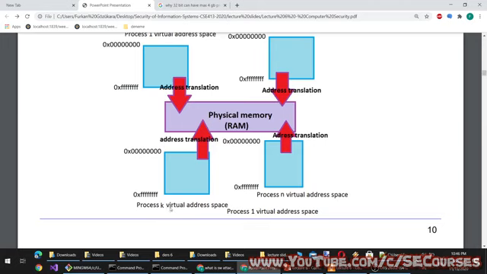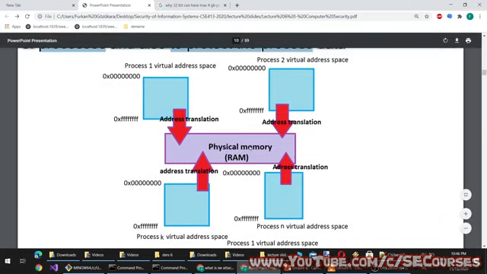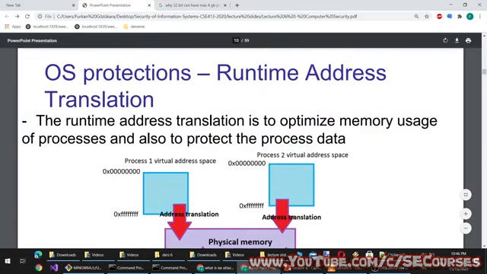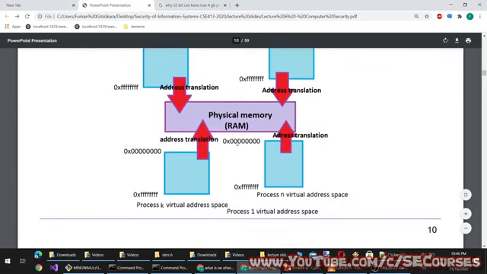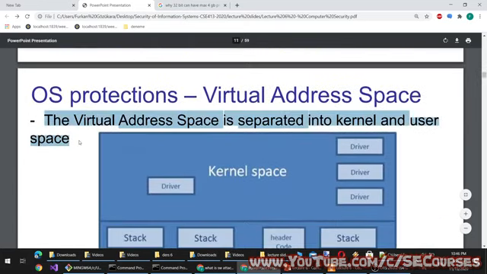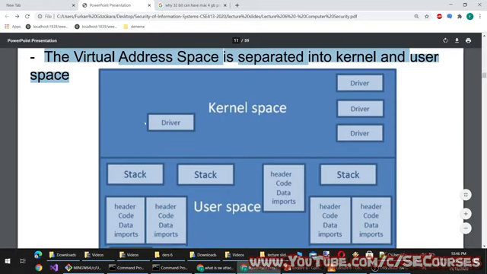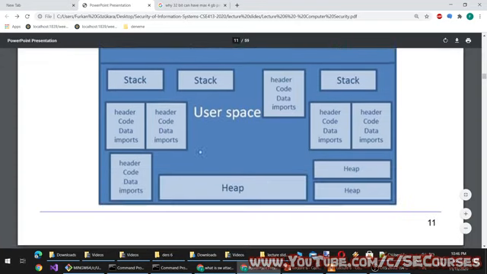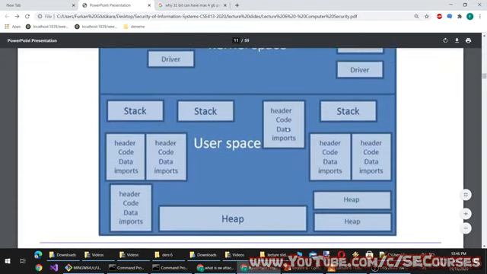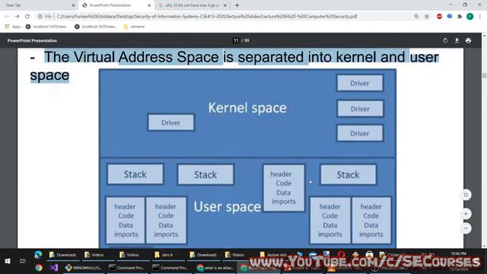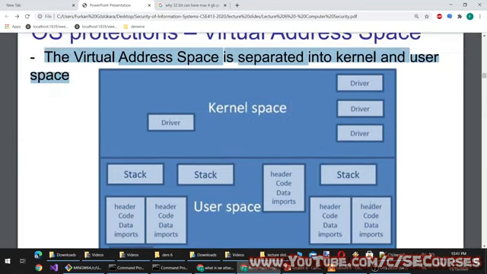And there is process N virtual address space, and such. And this is done by the address translation, by the runtime address translation. The virtual address space is separated into kernel and user space. There is kernel space, where you see the drivers, and there is user space. There are stacks, heap, code, data, imports, and such, and also heaps of processes that are running in the user space.